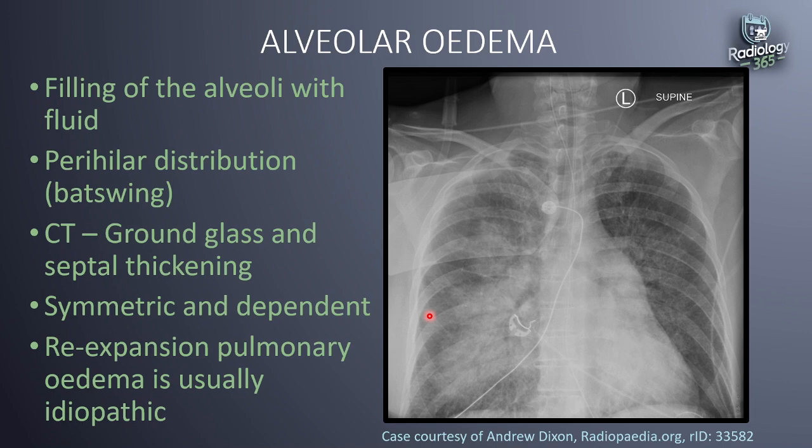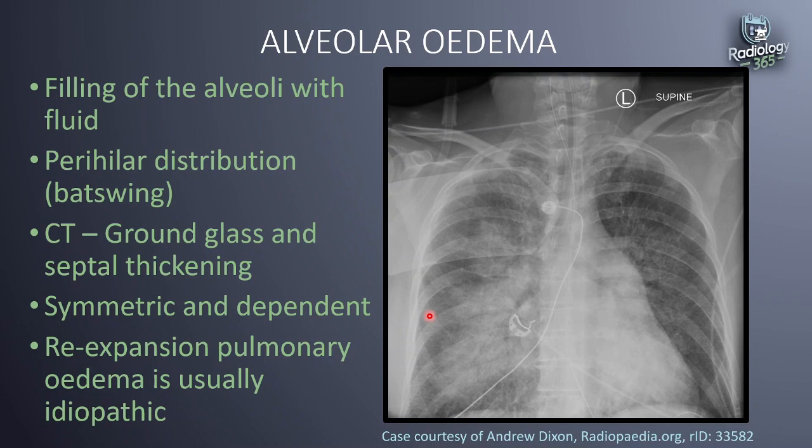Interstitial edema can quickly progress into an alveolar pattern where the alveolar spaces become flooded as well. This edema typically has a perihilar distribution. Pleural effusions and cardiomegaly sometimes also are present. Now, the CT findings of alveolar pulmonary edema include dependent or central ground glass opacification and interlobular septal thickening.